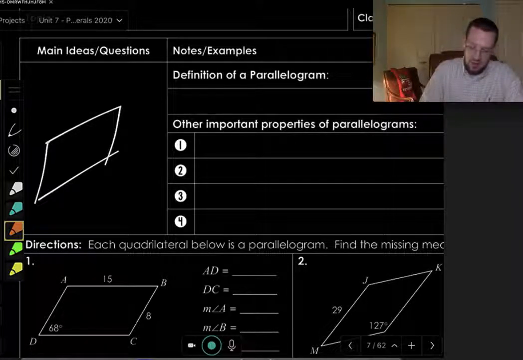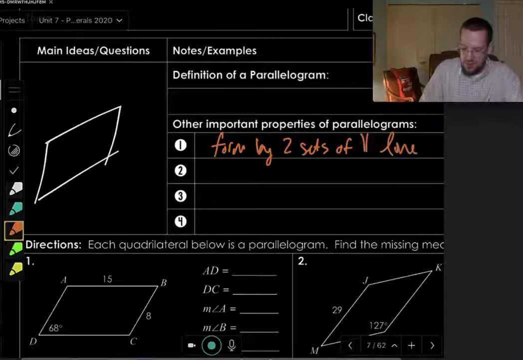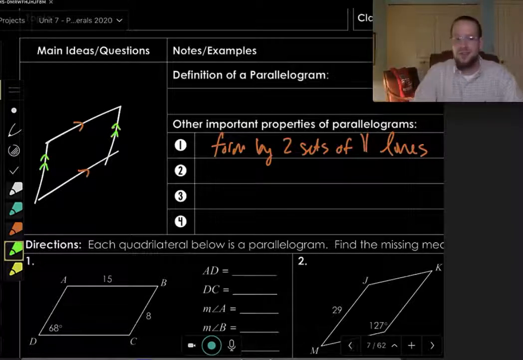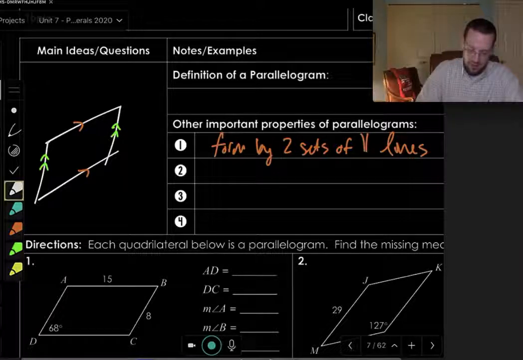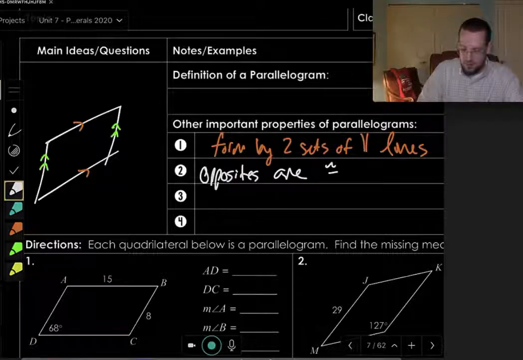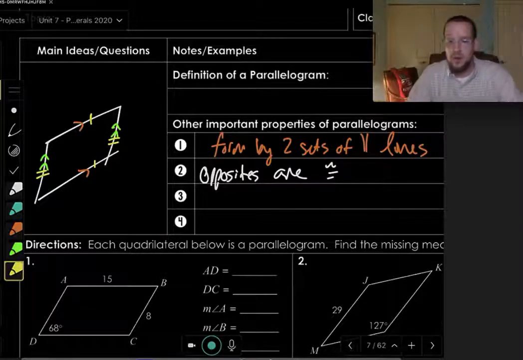Well, we know that these are formed by two sets of parallel line segments. I'm just going to say lines here. So we have this set on the top and this set on the sides. And because of that, one of the things that we see is that opposite sides are congruent. So, for example, these two sides opposite each other are congruent, and then these two sides opposite each other are also congruent.